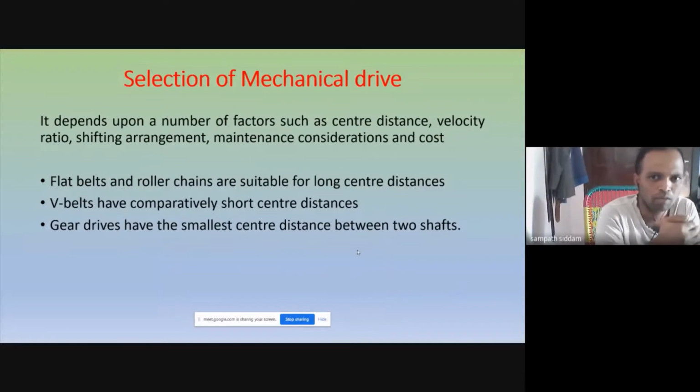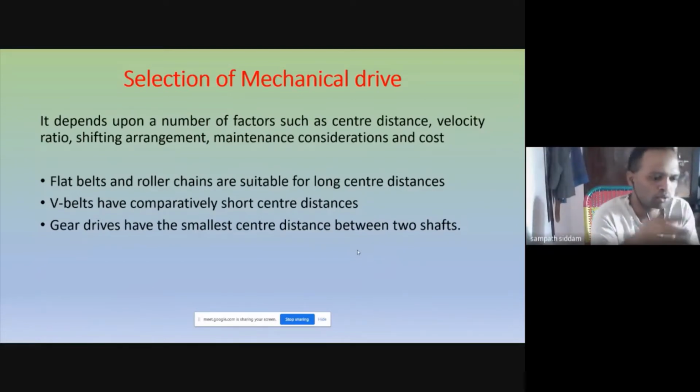That depends upon a number of factors. The first one is that belts are basically suitable when you have long center distances. What center distance means, all of that we will go through in the definitions next. When power is transmitted from one end to the other over a longer distance, you'll go with flat belts or roller chains. When the power transmission is over a short distance, maybe about a meter or half a meter, you go with V belts. If your center distance between the two shafts is very short, that will basically be gear drives.